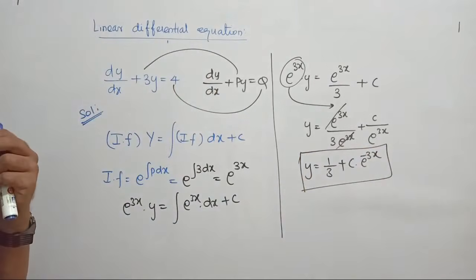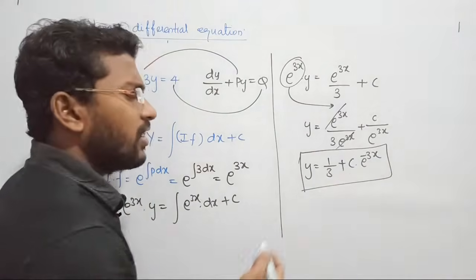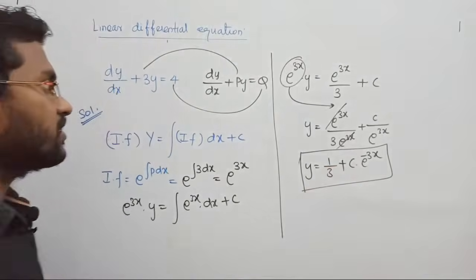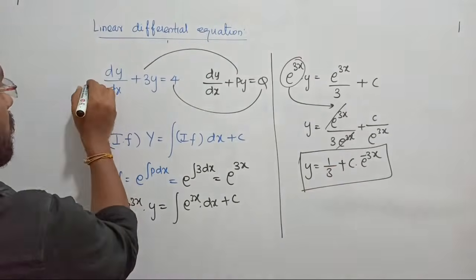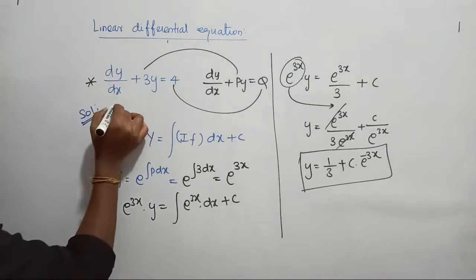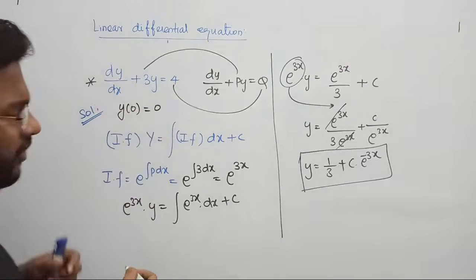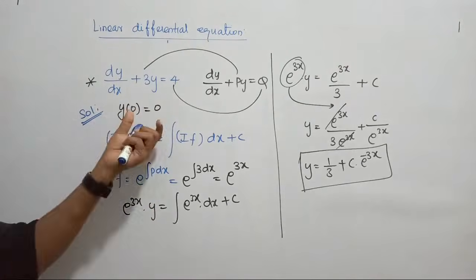Anyway, what is your next target? The next target is, see guys, sometimes this c is a constant. To find the value of this, the question will give some clues. What is it? See, the given differential equation is dy by dx plus 3y equal to 4, right? Next, they will have said y of 0 equal to 0. For an example, if it is given like this, actually what do we mean here?